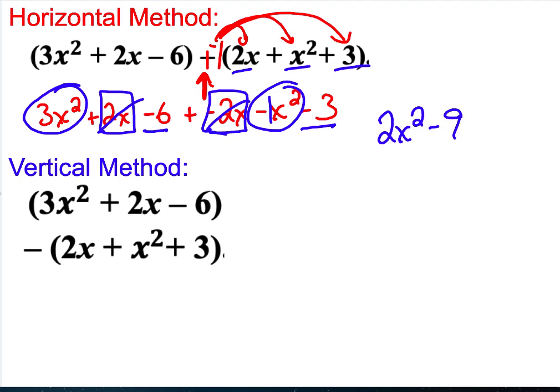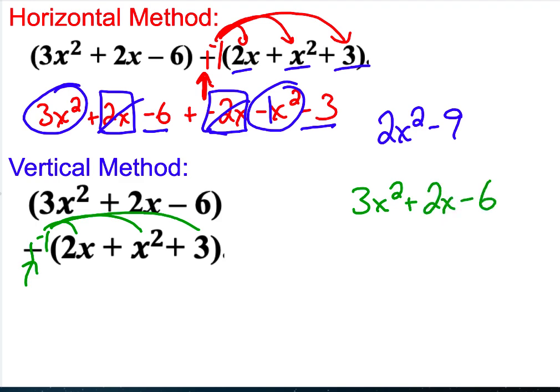The other is the vertical method, and you just kind of decide what makes more sense for you. Okay? The vertical method is basically lining it up vertically, putting like terms underneath of each other. So we still have to deal with that negative. So we're multiplying everything by that negative 1. The top term stays the same. So negative 1 times 2x is negative 2x, but I'm going to put it under the x term. Negative 1 times x squared is negative x squared. Negative 1 times 3 is negative 3.